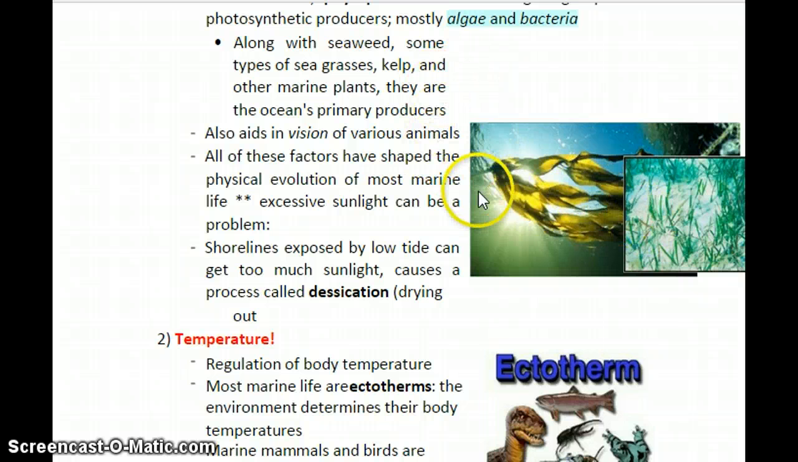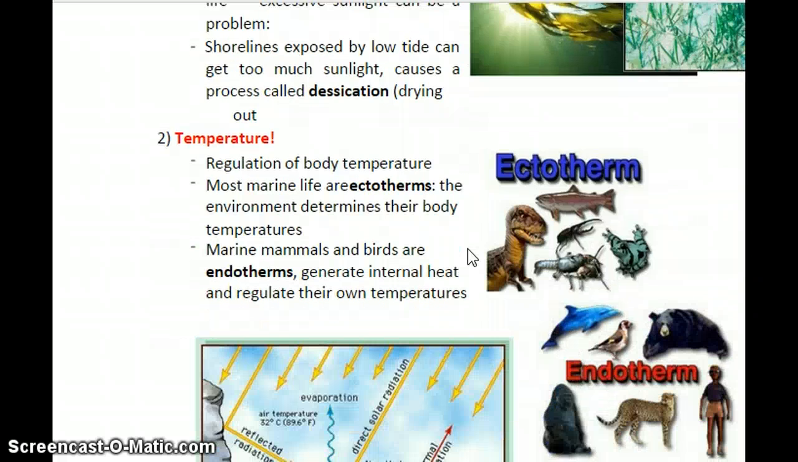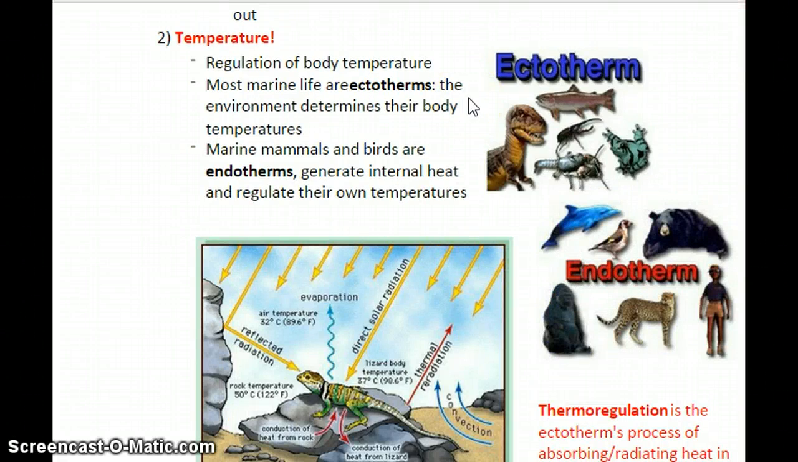So this will give you some examples of some different primary producers. Of course, they need to be close to the surface of the ocean to be able to receive sunlight. So most of these have to be in shallow water, or in the case of phytoplankton, they drift pretty close to the surface. Temperature is another big one. So regulation of body temperature, most marine life are ectotherms, meaning that they don't generate their own body heat. So they depend exclusively on the outside temperature for their own body regulation.